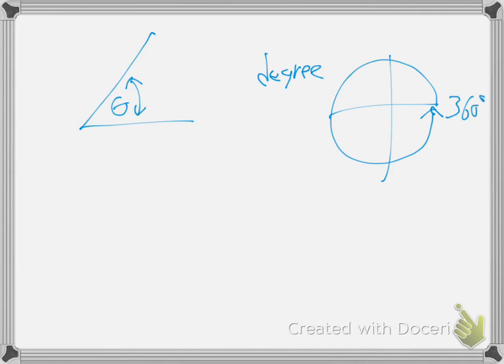360. Why didn't they make it something nicer? Why didn't they make all the way around a nice clean 100? Wouldn't that have been easier? Then halfway would be 50, quarter would be 25. We do like money. A quarter, 25 cents, 25 degrees. That would have been nice.